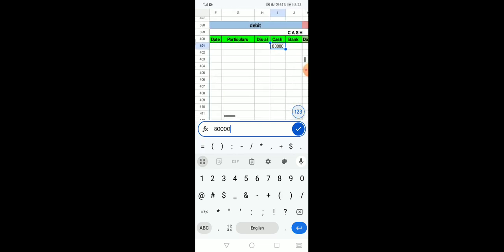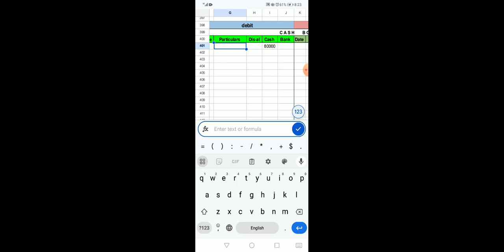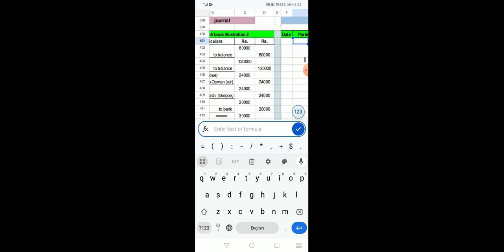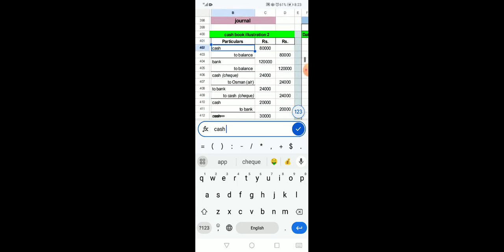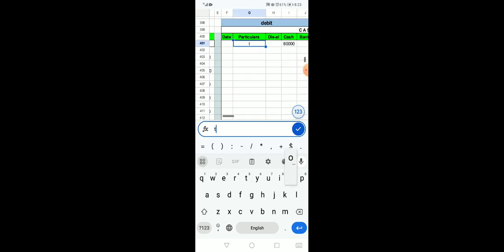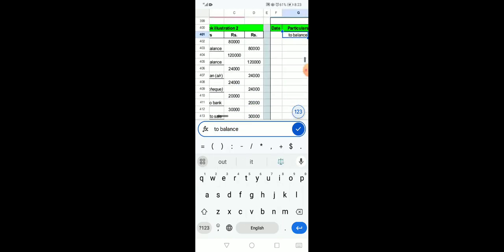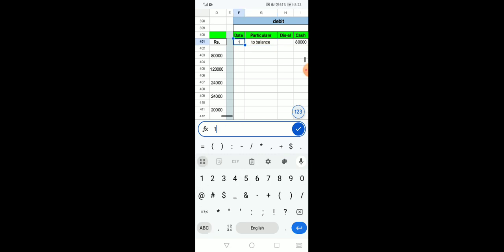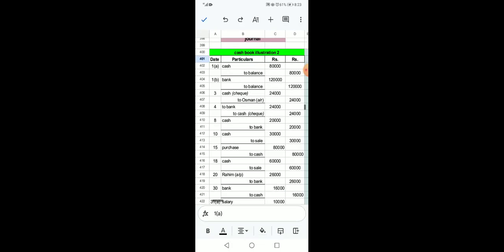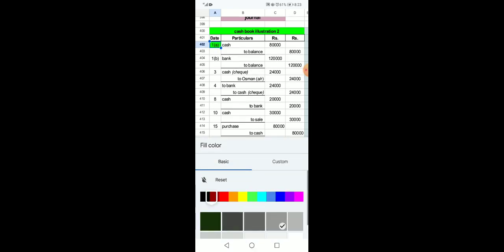Okay, and now you need to put the reference. How will the reference be put? You will see what is written at the opposite side of cash, that is, to balance. So you will write to balance in particulars. And now see the date, which is 1A, so you will put 1A in the date column. In this way, posting of the first journal entry has been completed. There was only one element, cash, and that has been posted. It means 1A is completed.